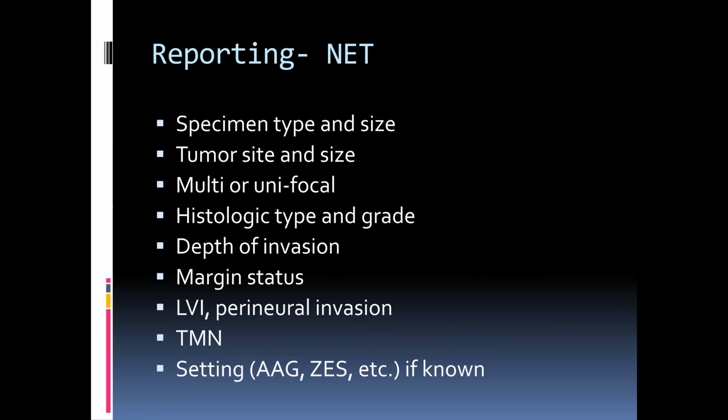In terms of reporting for neuroendocrine tumors, pretty similar. Specimen type, tumor site, size, multifocal or unifocal is important. So sampling areas that may look potentially involved is important. Histologic type, margin status, and of course using the TNM staging system. And if it's associated with one of these syndromes, you'll want to include that.